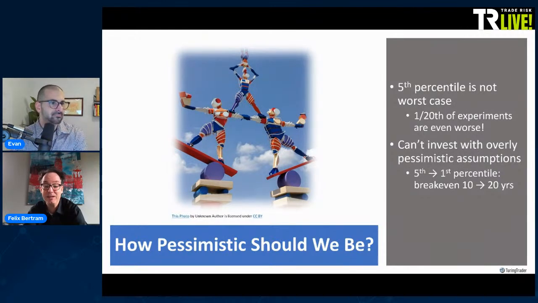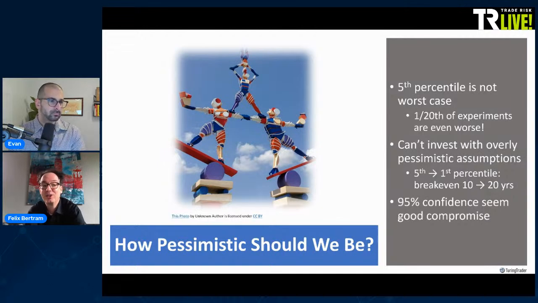So if we believe that there's still something to be gained by investing in the stock market, then you need to limit the level of pessimism that you apply. And I found that 95% confidence seems to be a pretty good compromise here.